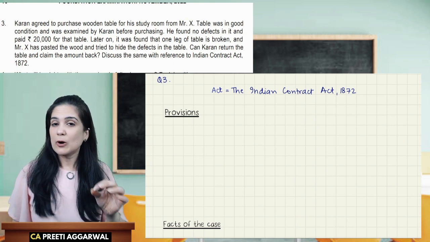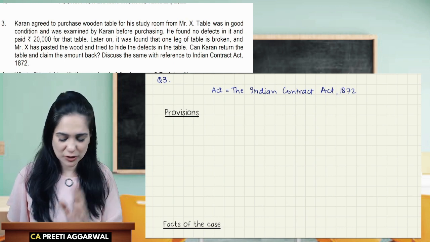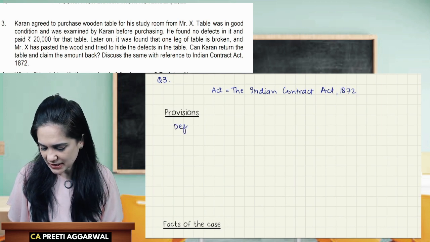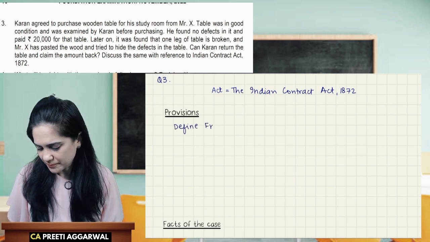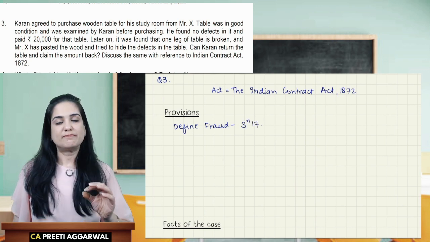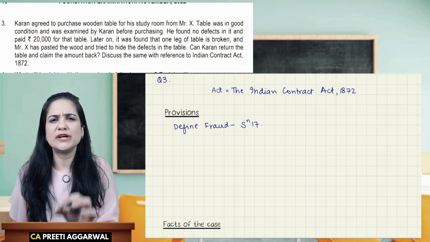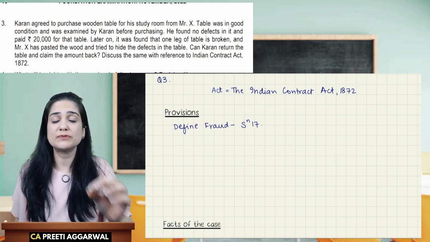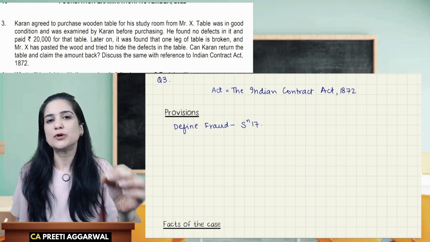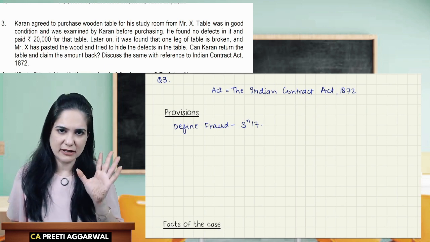Now, because it is related to fraud, I need to first explain the meaning of fraud, the definition of fraud. So first, we will define fraud. What is the meaning of fraud? It is given under section 17. When one party makes a false representation of facts with the intention to cheat or to deceive the other party or to force him to enter into an agreement, it is fraud. Okay, so first we will define fraud.